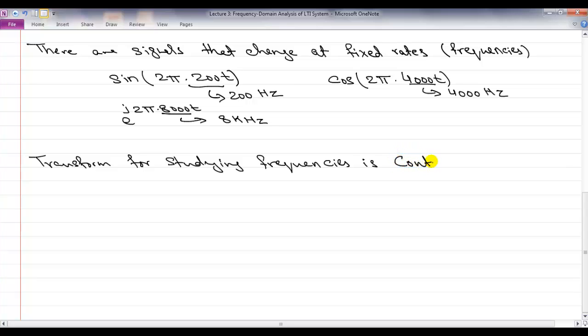So in this case, right now, I'll just remind you of the continuous time Fourier transform because you have studied it in the previous class. I'll use CTFT for short. Okay.